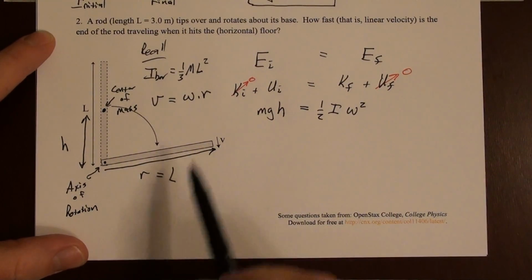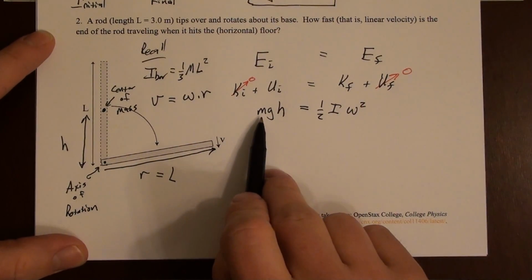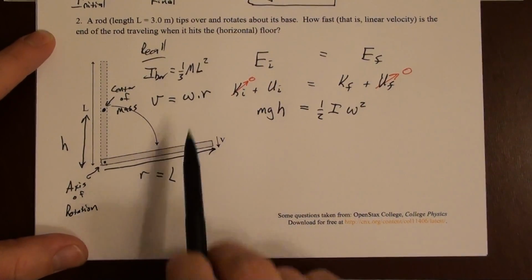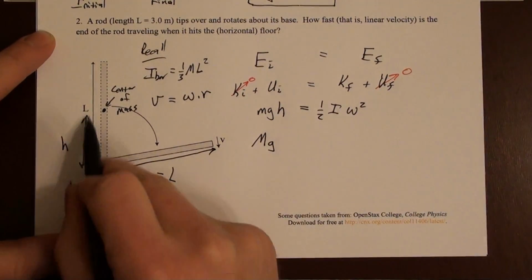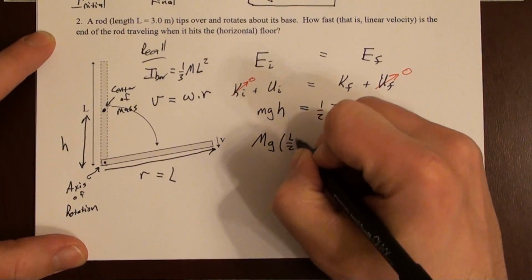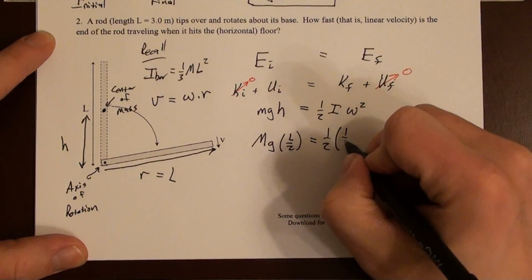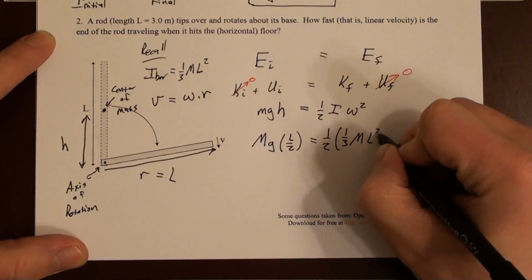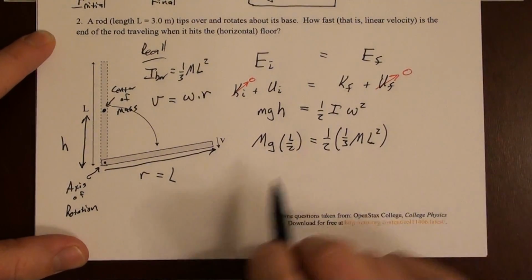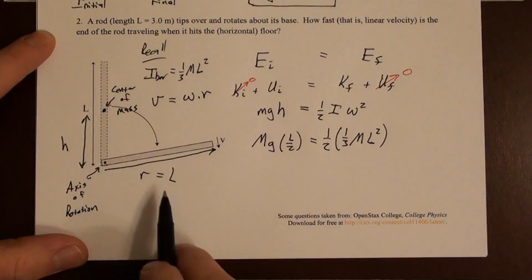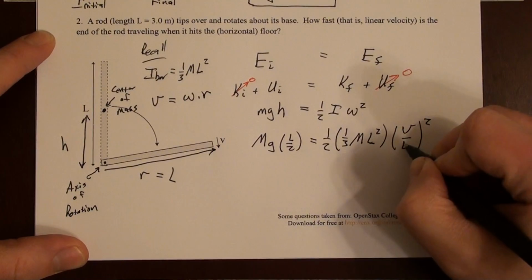Okay, so now I can take all of these bits of information and fill out this equation. So the mass of this object is what I'll call a capital M. So that'll be mg, h is half of L, so that's L halves, equals 1/2 times I is 1/3 ml squared, and omega is V over R, and R is L. Okay, so that's V over L squared.